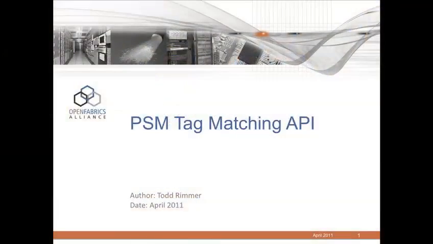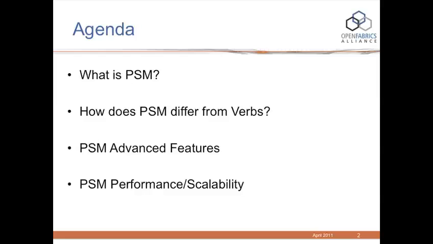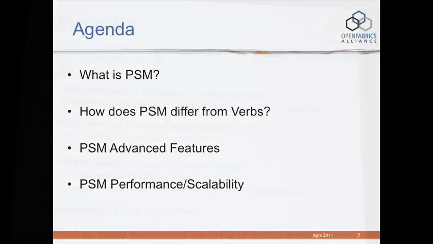I want to talk a little bit about our PSM tag matching API and some of the results and capabilities of that. So I want to really go through first off, what is PSM? How is it different from verbs? And then I'll talk a little bit about some of the advanced features that this has enabled us to develop and some of the results that we're seeing with the performance and scalability using this interface.